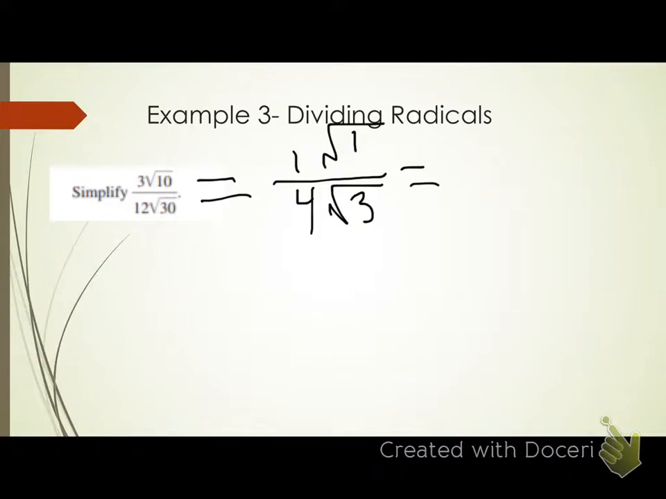Now up top of my numerator, I have 1 times the square root of 1. Well, the square root of 1 is just 1. 1 times 1 gives me 1. So I get 1 in the numerator, and then I get 4 square root of 3 in my denominator. Some of you may want to stop there. That is not my answer, however.